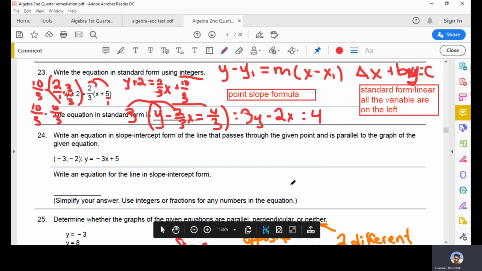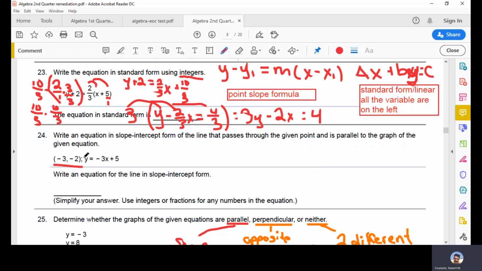We look at 24, it says write an equation in slope-intercept form. All right, so we just talked about it earlier up above, your slope-intercept form. Okay, what do we need to be able to put it into that form? We need a slope and we need a point. So here's our point, but they didn't give us m. Yes, they did. I promise you they did.